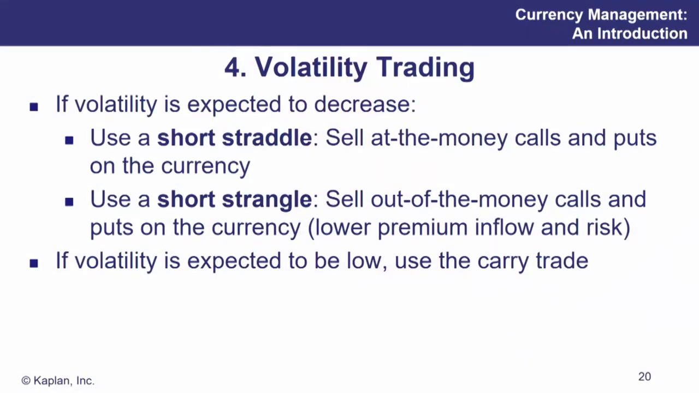Now, if volatility is expected to decrease, do just the opposite, right? Do a short straddle, do a short strangle. In other words, now we're the ones selling the option. What are we looking for in this case? We're looking for a zero payoff. Because if there's a zero payoff, well then that means we get to pocket the premium, okay?